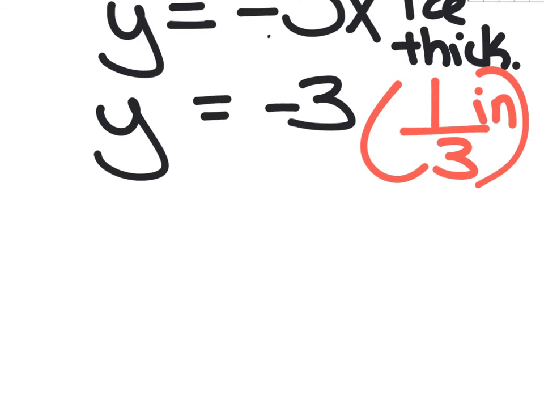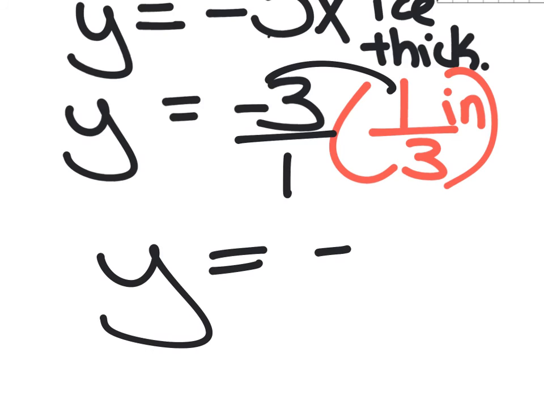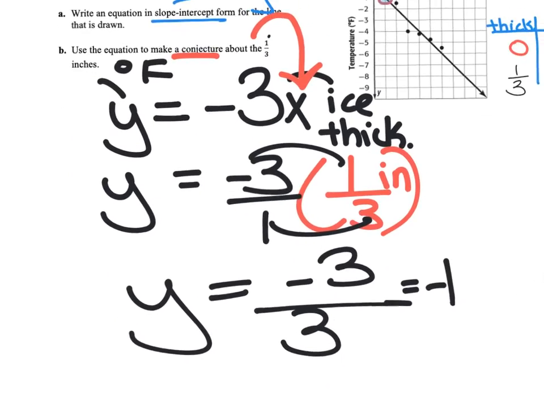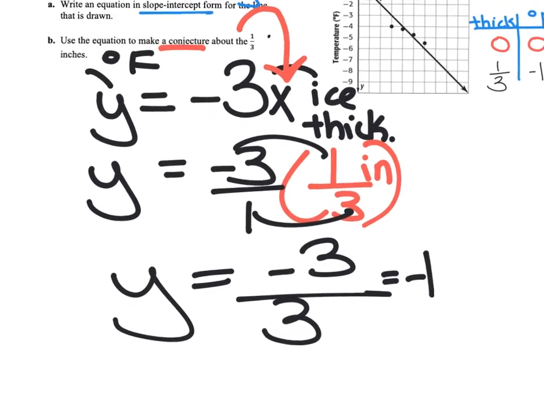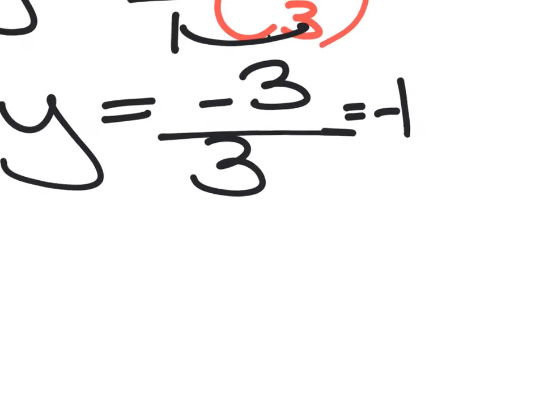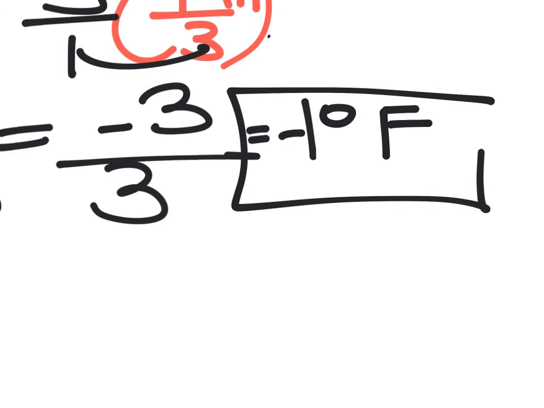Okay, so -3 is the same as -3/1. So my answer is -3 over 3, which is just -1. So my final answer is that when I have 1/3 inch of ice, the temperature is -1 degrees Fahrenheit.